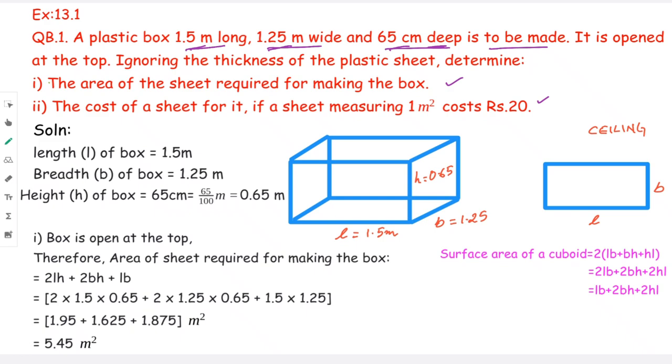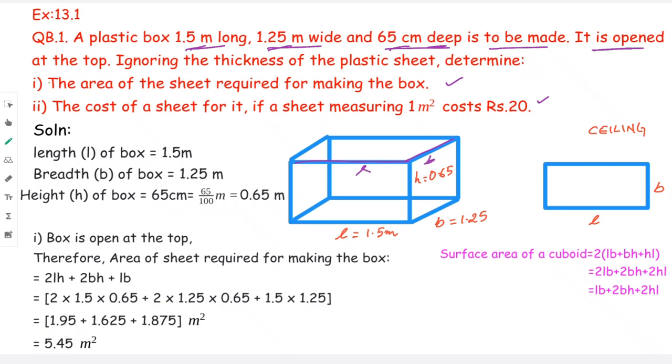Now if you look at a cuboid, how many faces does it have? It has 6 faces, right? But now in this question they say that it is open at the top. That means we have to ignore the top. We will not find the area of this top, which is length and breadth. All right, so let us start.